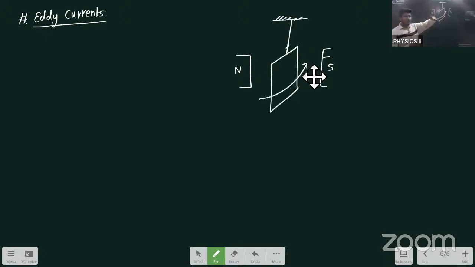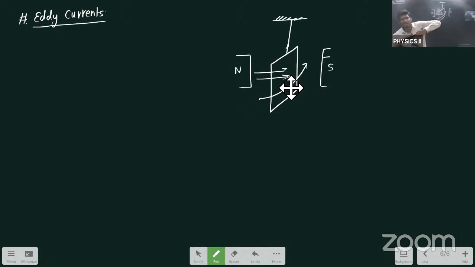I am making this metal plate oscillate between these two fixed magnets. Is this magnetic field changing or remaining constant? It is remaining constant. But what happens when I make the metal plate oscillate between the magnets? When the metal plate comes inside the field, the magnetic flux, that is the number of magnetic field lines passing through the plate, is initially increasing. As the plate moves away from that region, the number of field lines decreases. So there is a change in magnetic flux.